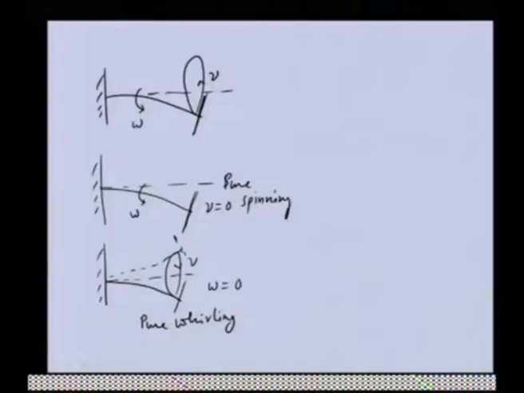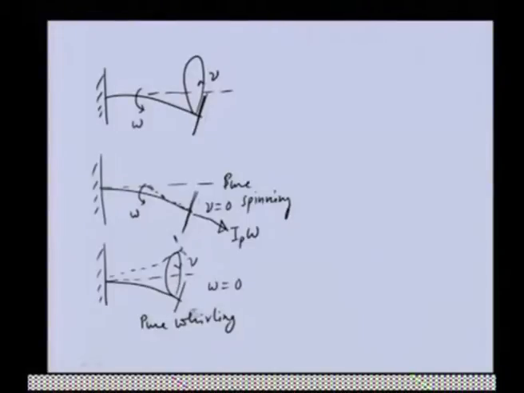In the first case, when pure spinning is there, the angular momentum of the disc will be in this direction and its value will be I_P omega. So, for the pure spinning case the angular momentum is straightforward: it will be tangent to the shaft at this location. If we draw a tangent to the shaft, it will be something like this.